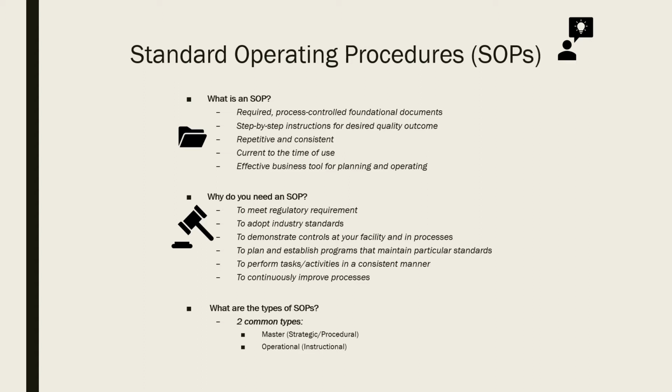Why do you need an SOP? Well, you need to meet regulatory requirements, as mentioned before, to adopt industry standards, demonstrate controls at your facility and in processes, plan and establish programs that maintain particular standards, perform tasks and activities in a consistent manner, and to continuously improve your processes. There are two types of SOPs that are common in the industry, and those are 1, your master SOP, and 2, your operational SOP. We will cover more of these in the upcoming slides.